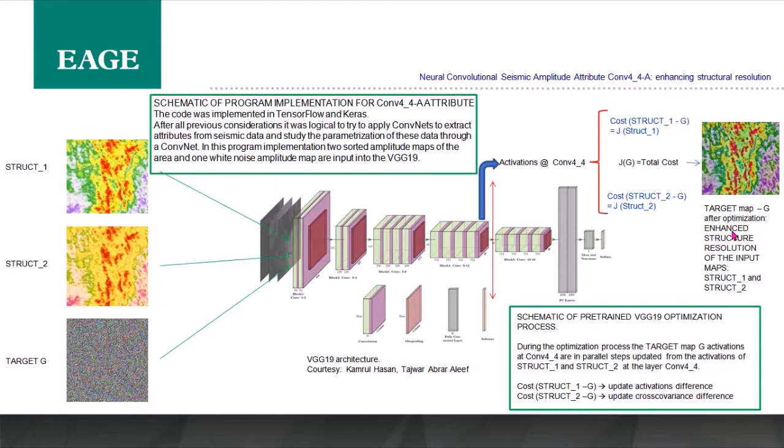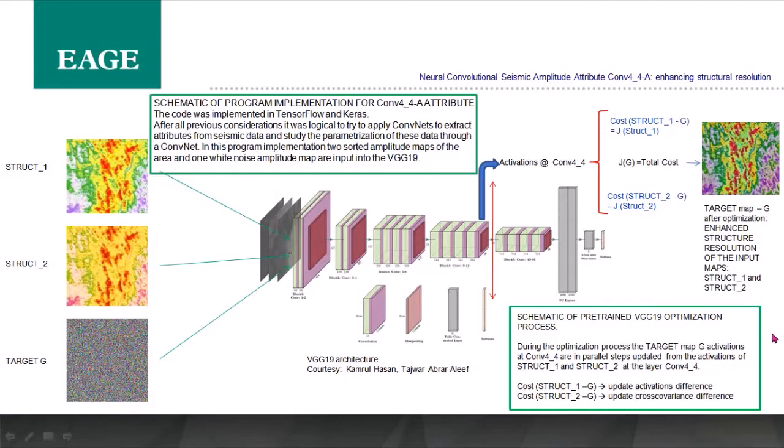After all previous considerations, it was logical to try to apply convnets to extract attributes from seismic data and study the parameterization of this data through a convnet. In this program implementation, 2 sorted amplitude maps, struct1 and struct2, of the area and 1 white noise amplitude map, target G, are input into the VGG19.